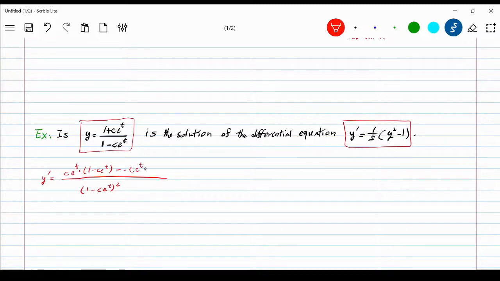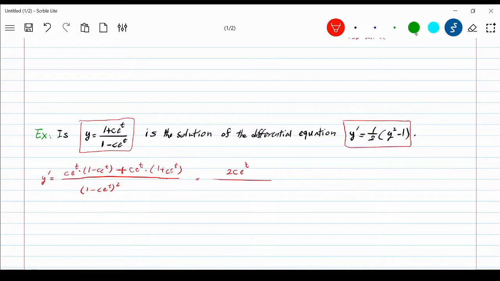e to the t. The constant derivative would be 0 times 1 plus c e to the t. This is just simple quotient rule. And if you simplify it a bit, maybe you notice that this minus minus becomes a plus. So you have c e to the t plus c e to the t, 1 minus, so you will end up with, if you distribute and simplify, you get 2c e to the t.